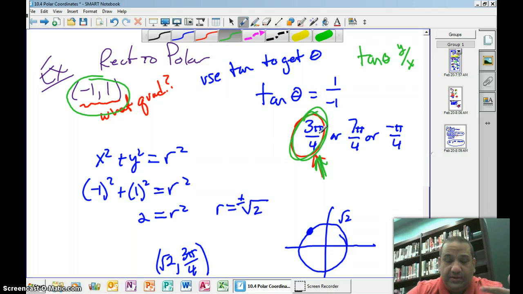So now, once I have the angle that goes in here, I have to find out what the r is. So I'm just going to use this formula now for the r. It's going to be x squared plus y squared equals r squared.